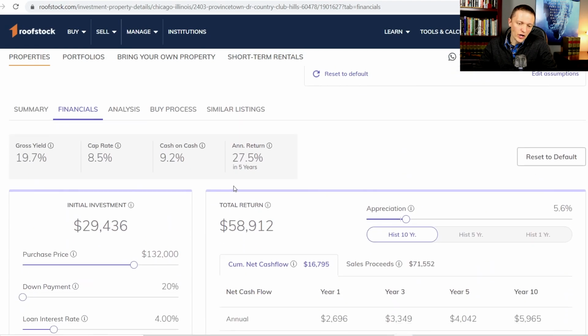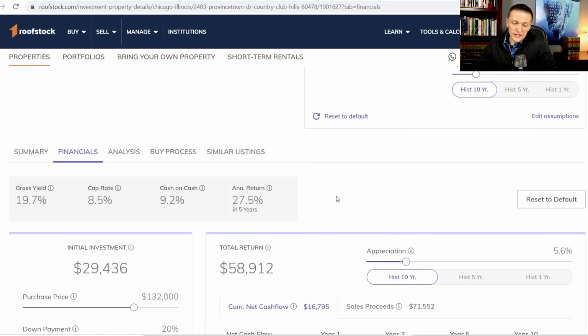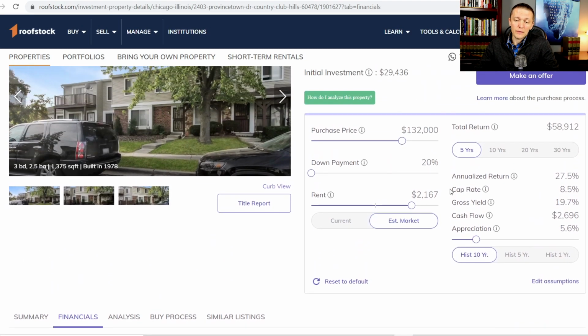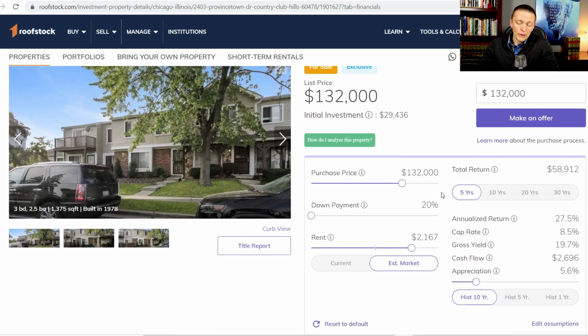Okay, so that dropped our cash-on-cash return to 9.2%. I think that's pretty realistic and maybe even on the more conservative side, which is fine because we are trying to get the best deal possible and be more cautious on the downside of things rather than overestimating our profits.